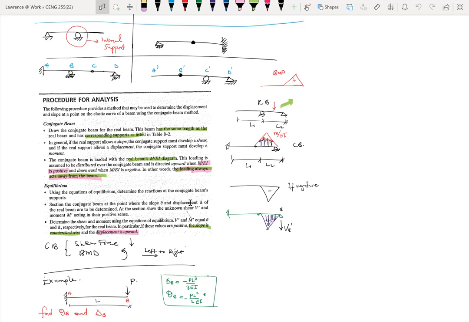A few things to take note of when doing such things is to make sure that we get our directions right. So we come up with this convention that at all points, the load on the conjugate beam should be moving away from the beam.